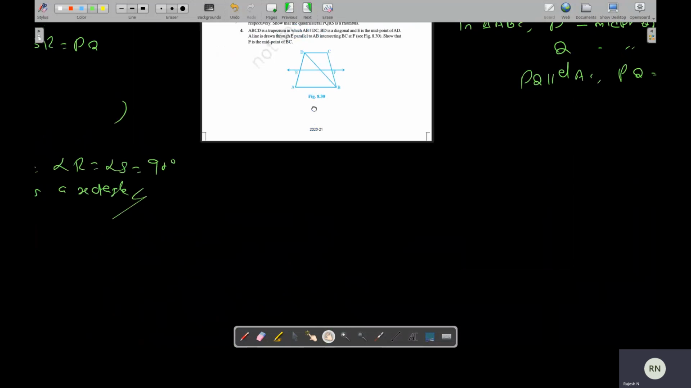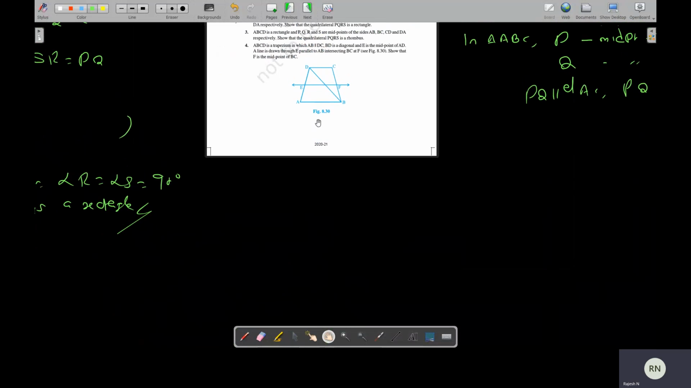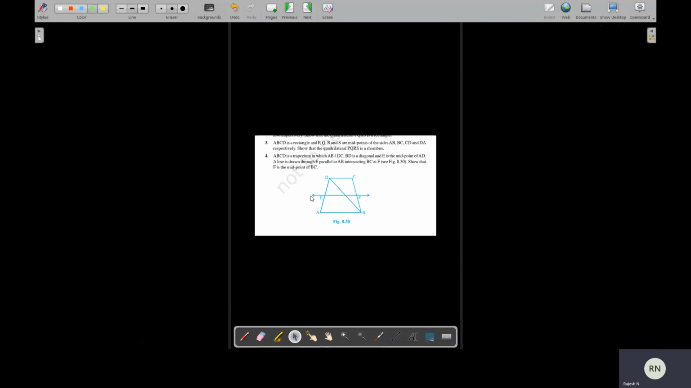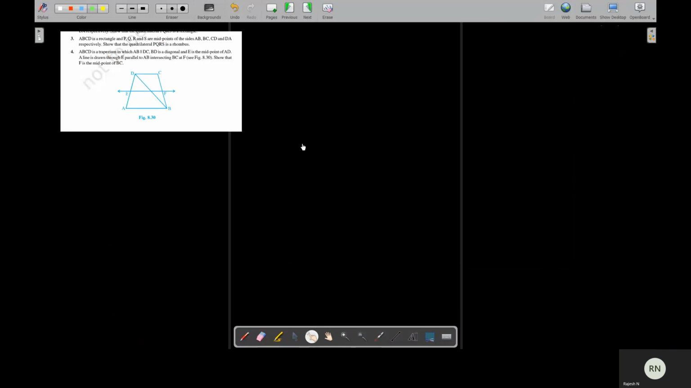What is the next question? ABCD is a rectangle and PQRS are the midpoints of sides AB, BC, CD, DA. So you draw one rectangle.